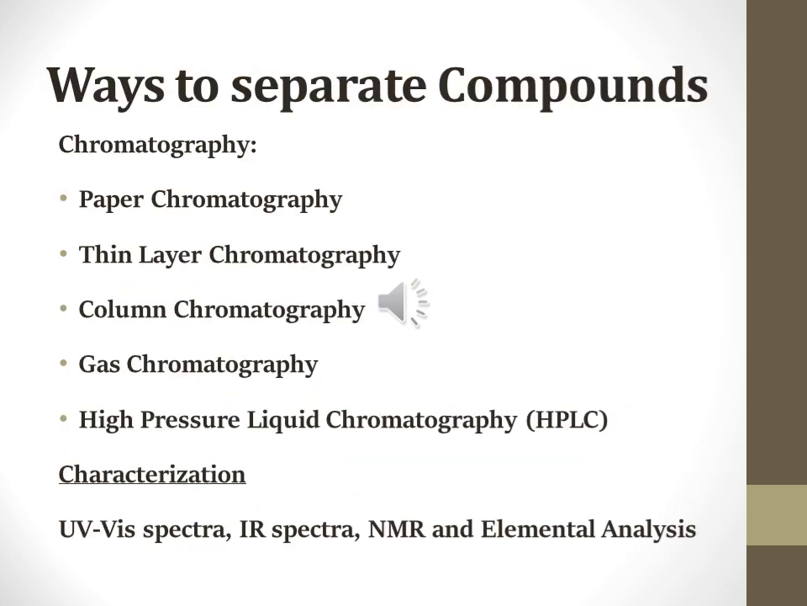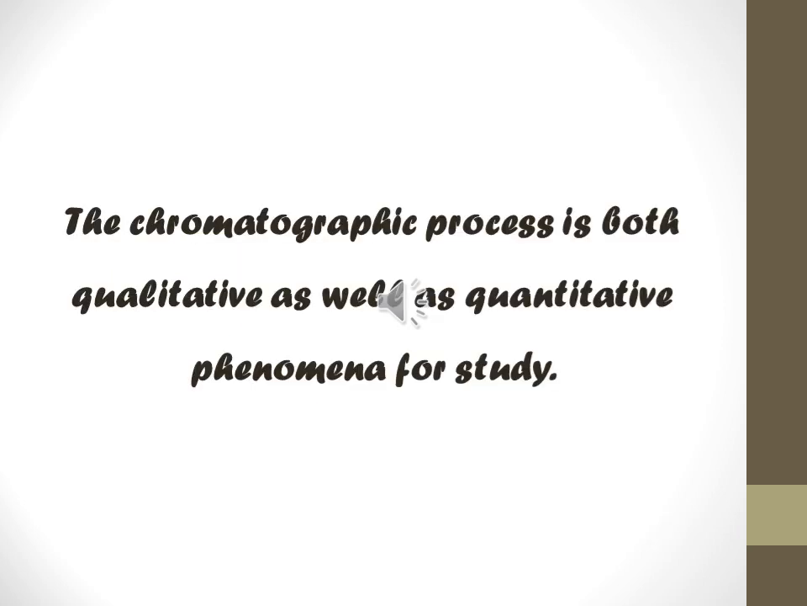Now there are various ways to separate the compounds in chromatography. We have paper chromatography, thin layer chromatography, column chromatography, gas chromatography, and high pressure liquid chromatography, that is HPLC. The compounds that are separated can be identified by characterization techniques like UV visible spectra, IR spectra, NMR spectra, and elemental analysis, that is CHN analysis. The chromatographic process is both qualitative as well as quantitative for the study of a mixture of products.